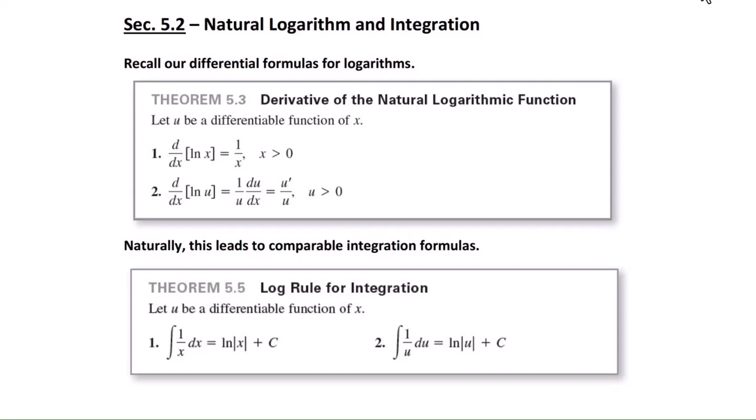constant of integration. And then we expand that to take in the chain rule, and we get number 2 over there, which says 1 over u du equals the natural log of the absolute value of u plus some constant of integration. And another way of writing that second one is like this. If we've got u prime over u, then we end up with the natural log of the absolute value of u, again with that constant.